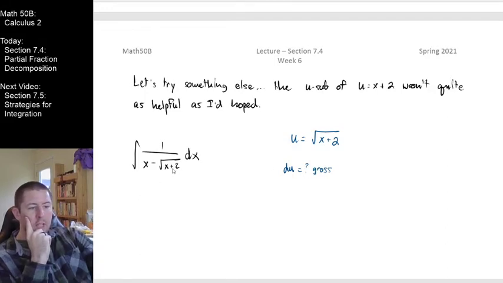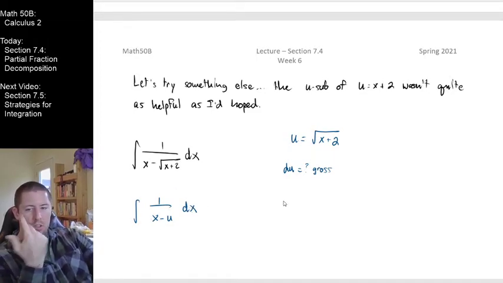I'm noticing that if I were to do this u sub right here, then I'm going to get 1 over x minus u dx, right? So it looks like the point is I still need x and still need dx. So let's solve for x and do it.